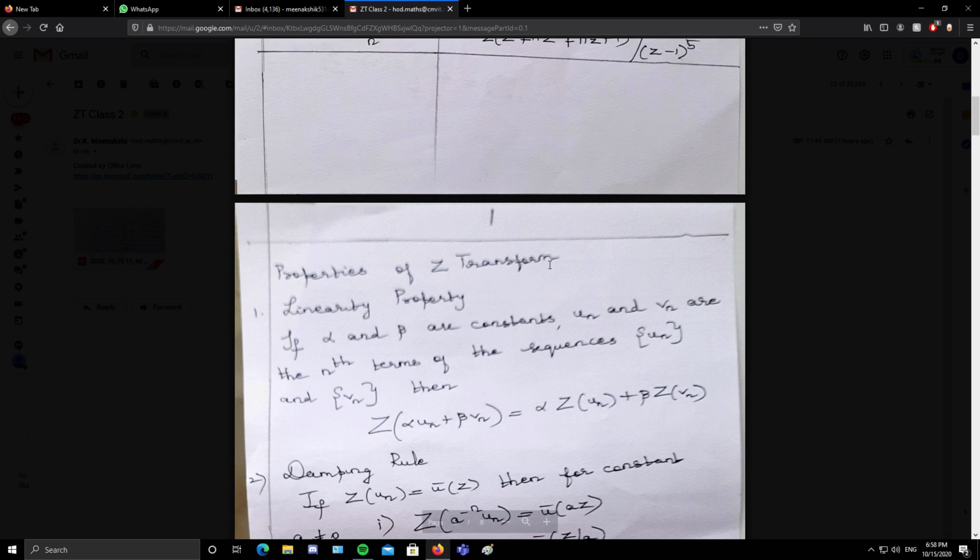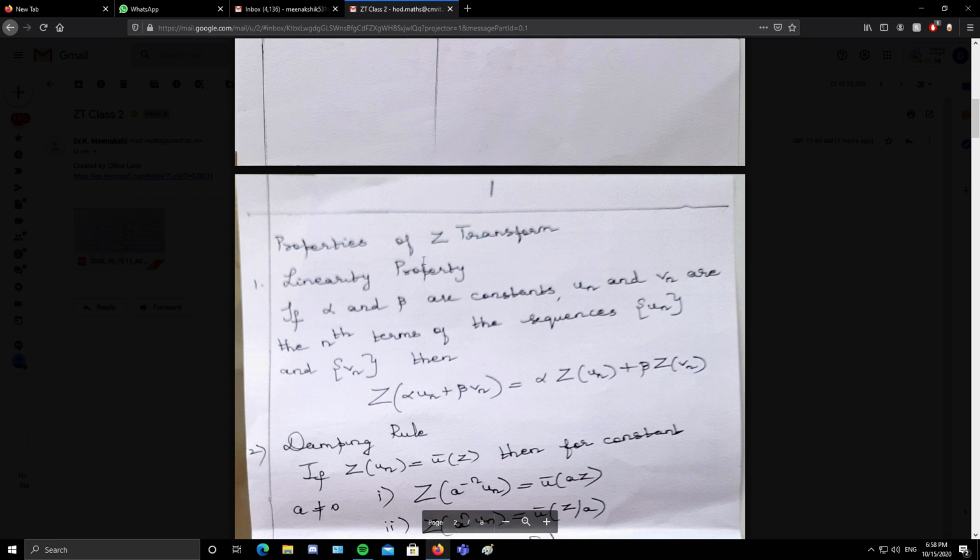Now we will get into the properties of Z transform. You don't have to learn the proof for any of the properties. You only have to remember the statement.